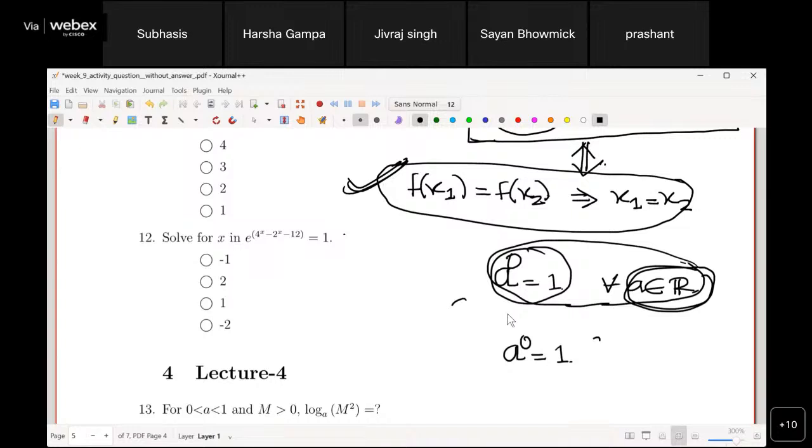Okay, so it depends on the convention. In most of calculus, 0 power 0 is undefined. If you go to combinatorics, then probably you will see that 0 power 0 is 1. In the lectures also, this is nowhere clearly told.